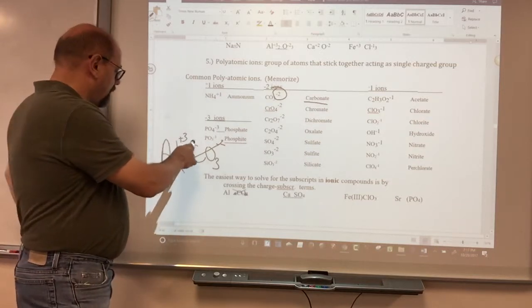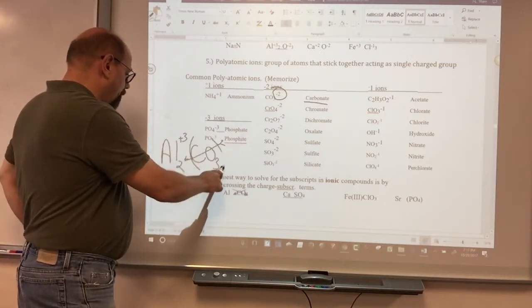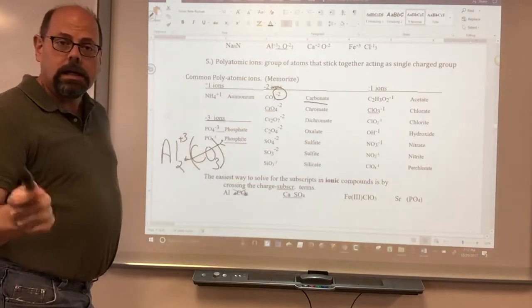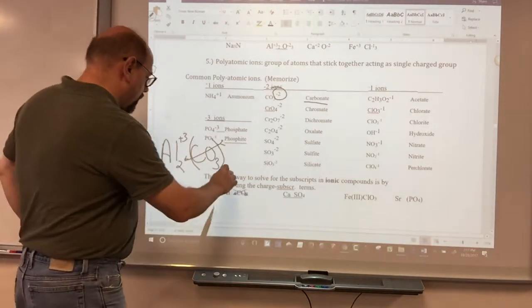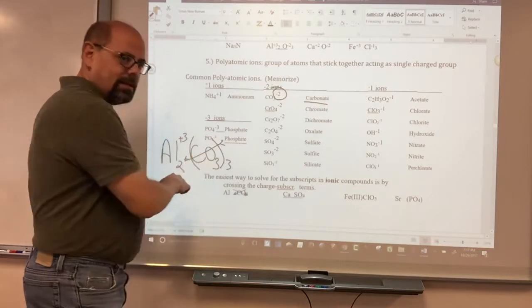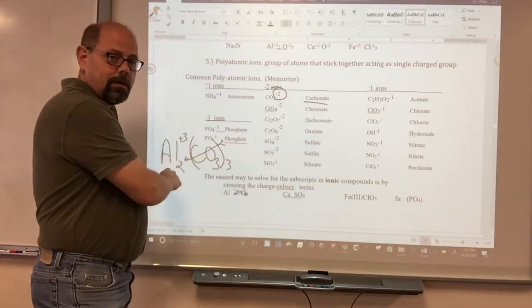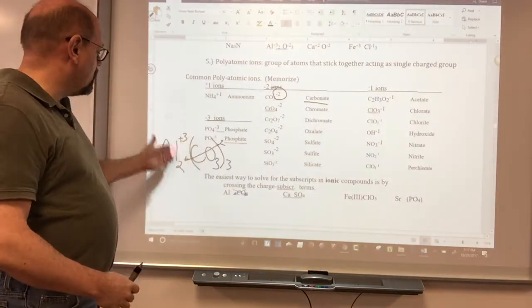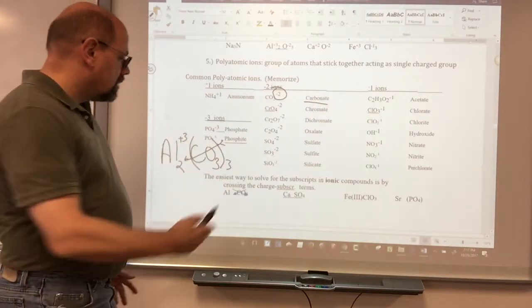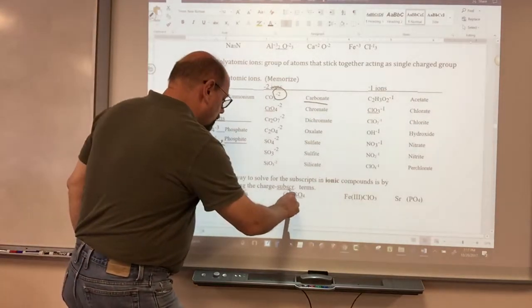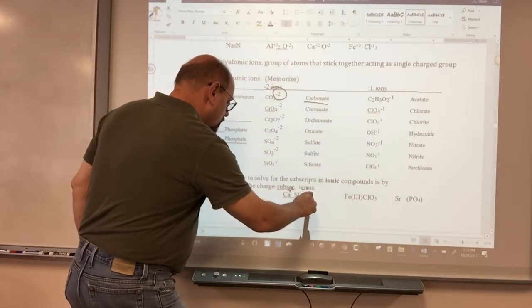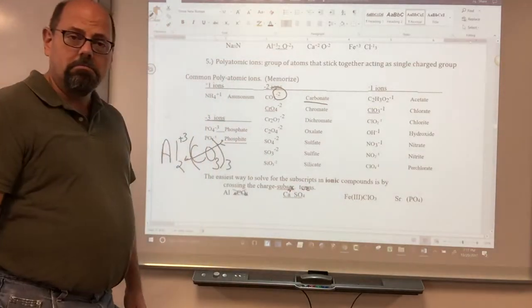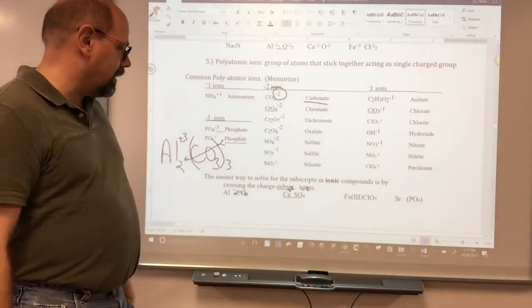Now I take that 3, and I'm going to use that for the subscript. And any polyatomic ions need to be grouped. In other words, when I put a 3 out here, I mean 3 of everything inside. 3 of the O3s, 3 of the carbons. So you've got to put that on the inside, okay? But you can use those charges as the subscripts. So, for instance, calcium is a +2, sulfate's a -2. Do I have to do anything on that? No, they're balanced. The +2 and the -2 are balanced.